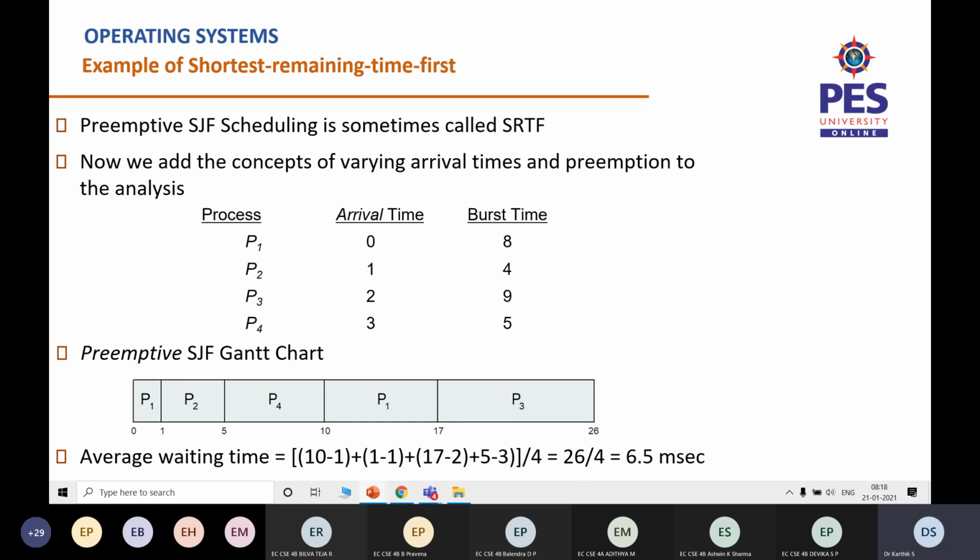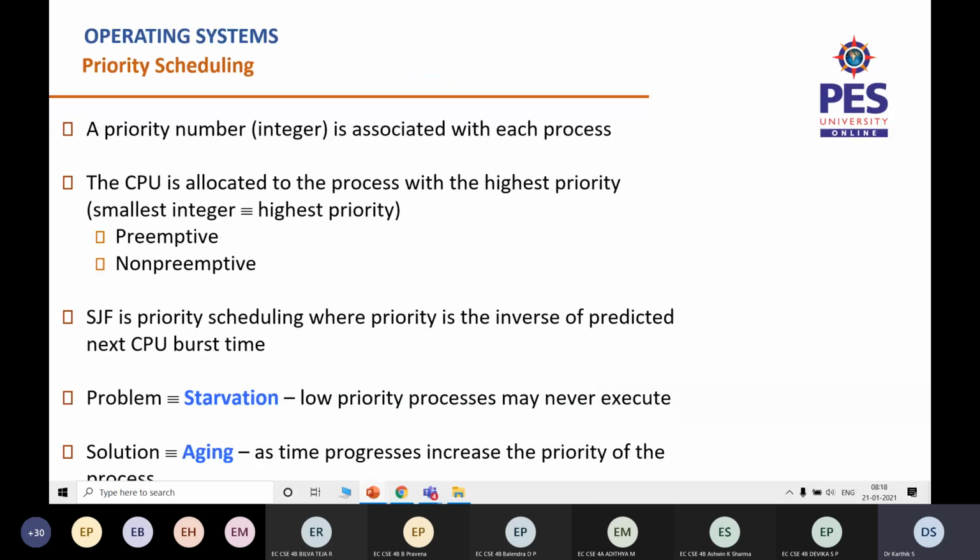This process continues until all the processes complete their execution. Right, so that was another algorithm.